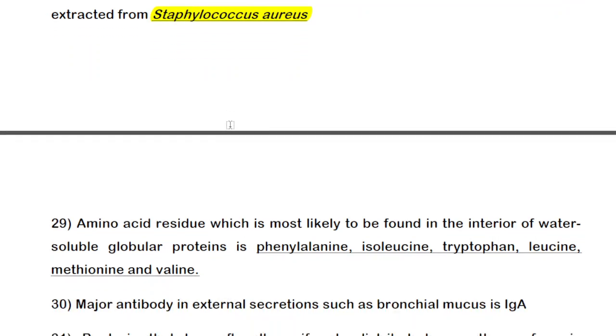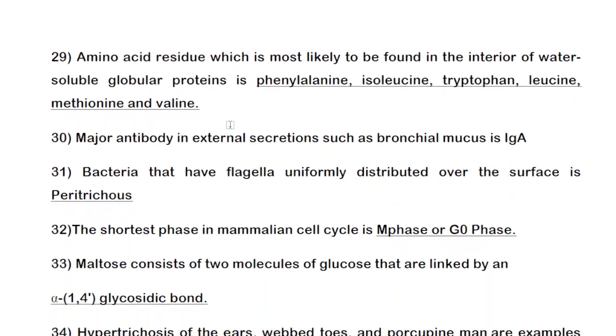Next, 29th question, amino acid residues most likely to be found in the interior of a water soluble globular protein. Mostly inside there will be non-polar hydrophobic amino acids, including phenylalanine, isoleucine, tryptophan, leucine, methionine, valine. These amino acids are generally present inside, and you need to tell me what amino acids are present on the surface of the water soluble globular protein.